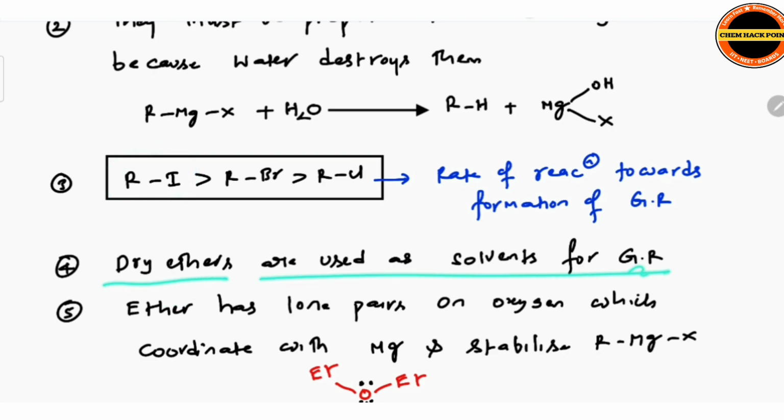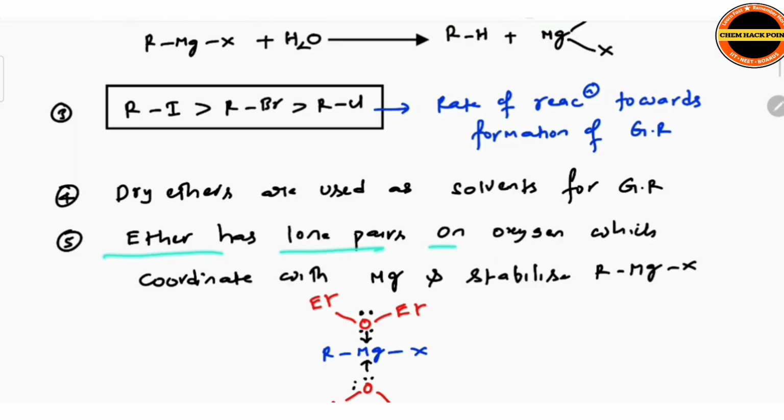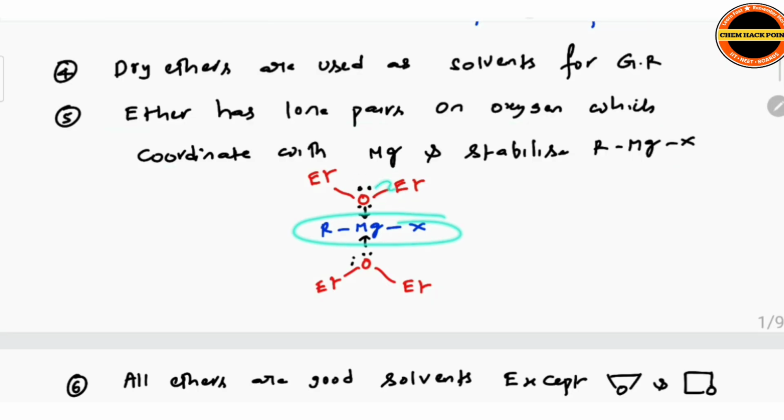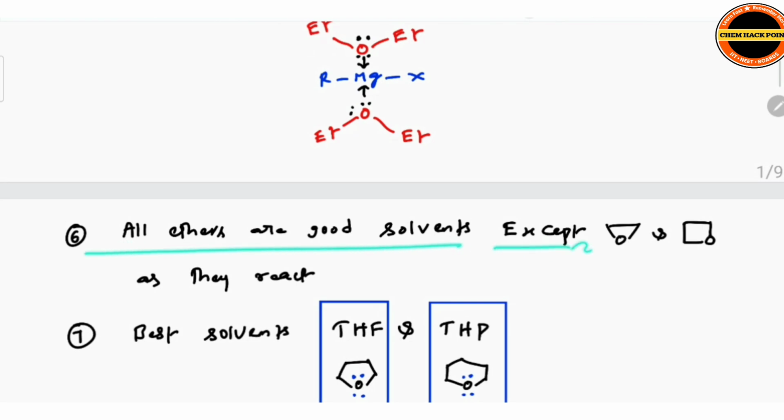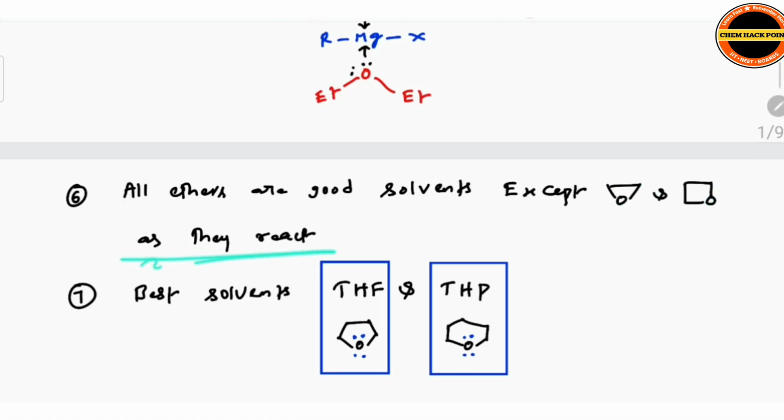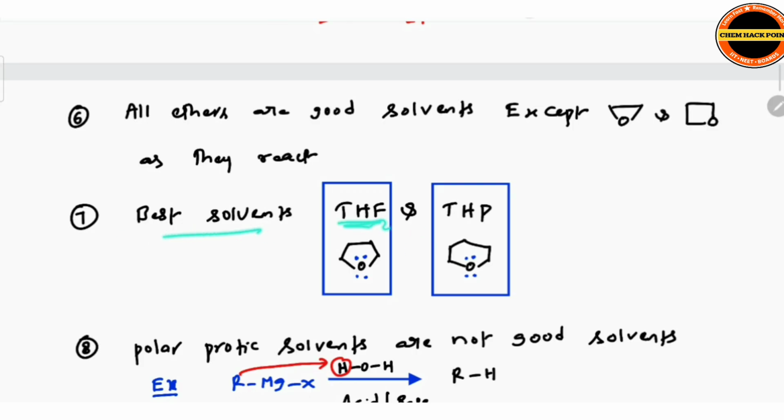Dry ethers are used as solvents for Grignard reagent. Ether has lone pairs on oxygen which coordinate with magnesium and stabilize RMgX. See here RMgX with diethyl ether: oxygen has lone pairs, magnesium is electron deficient, and that is compensated by the electrons of oxygen. The oxygen forms a coordinate bond with magnesium, so the electron deficiency of magnesium is neutralized and it becomes stable. All ethers are good solvents except 3-membered and 4-membered rings with oxygen inside the ring, as they react with Grignard reagent. The best solvents are tetrahydrofuran as well as tetrahydropyran.